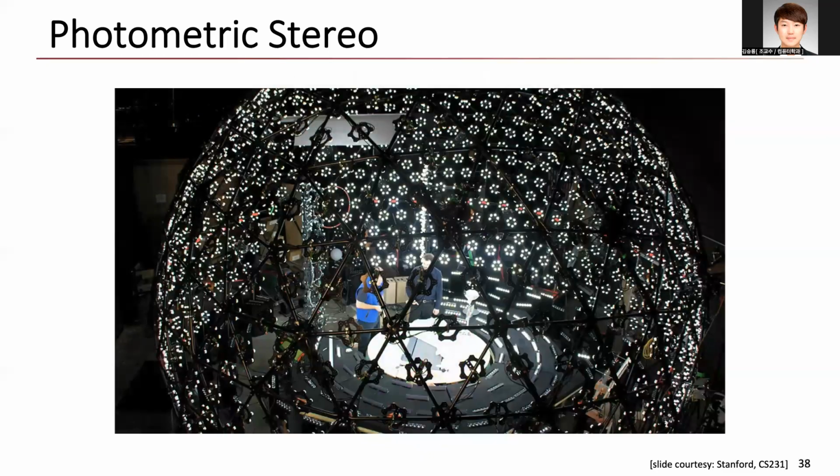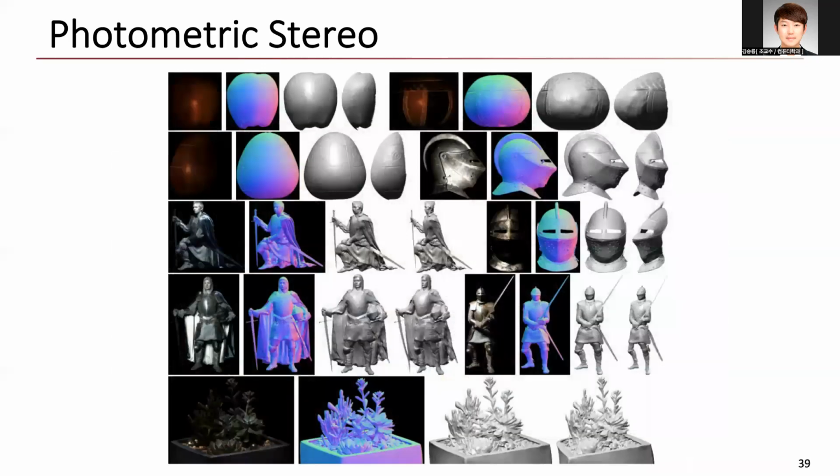This is an example of photometric stereo. With a fixed camera, by using many kinds of light bulbs, we simulate the light source changes, and by using the images, we finally recover 3D information: surface normal information and 3D depth information.